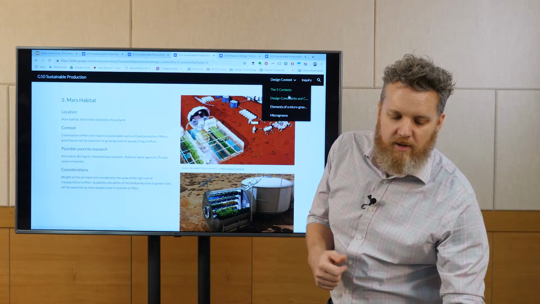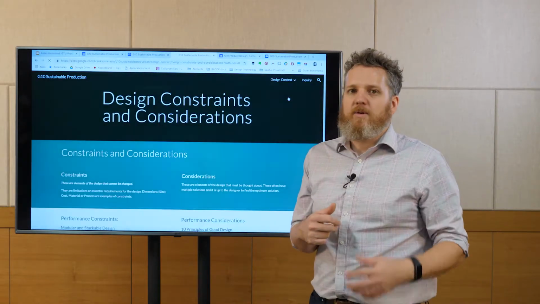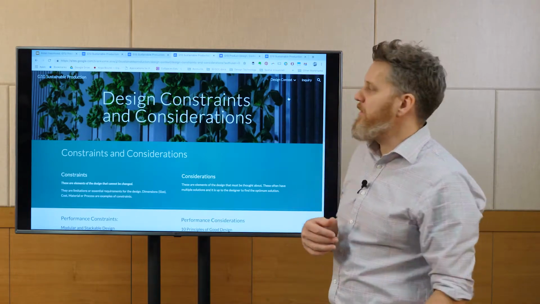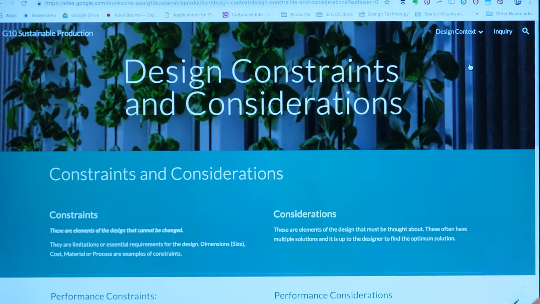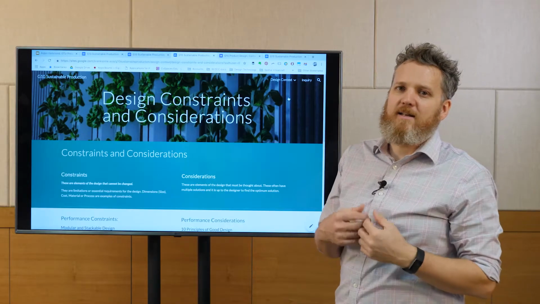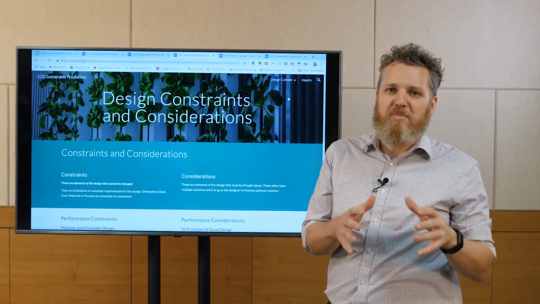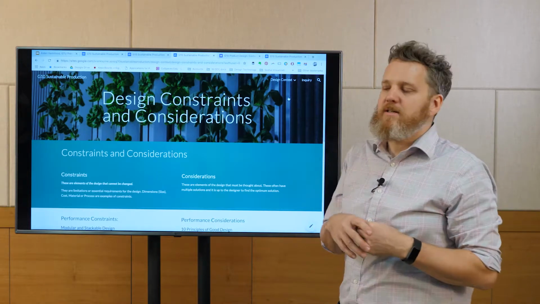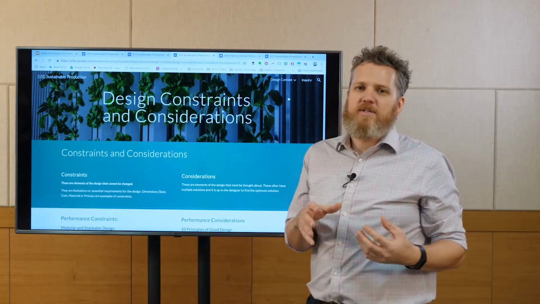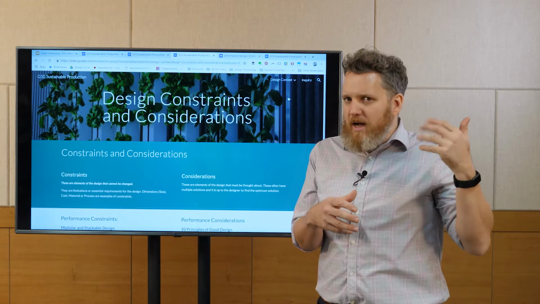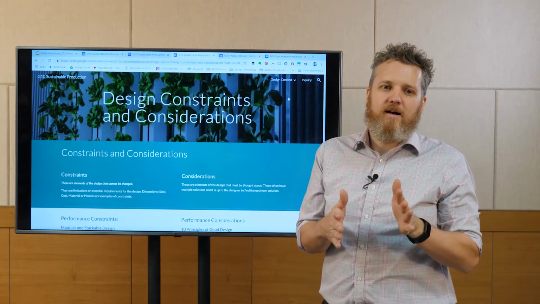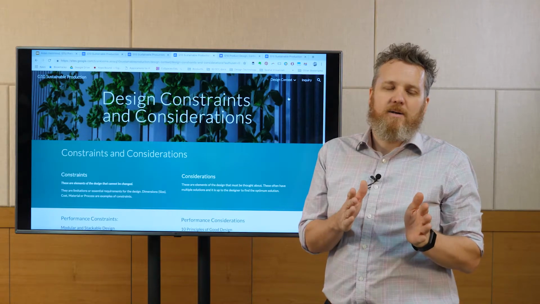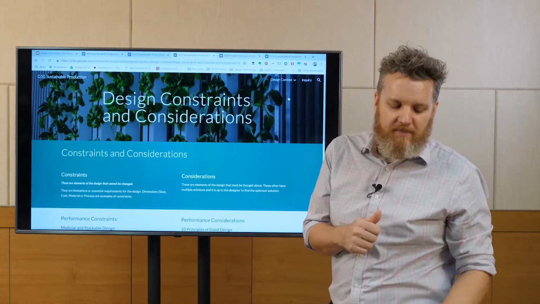The other thing that we also talk about with them in order to build up their understanding are what we call design constraints and considerations. Constraints are elements of the design that cannot be changed. So these are things that have to be a certain way. And considerations are elements of a design that we want to be thinking about, but they're not necessarily a hard and fast thing that needs to be done.